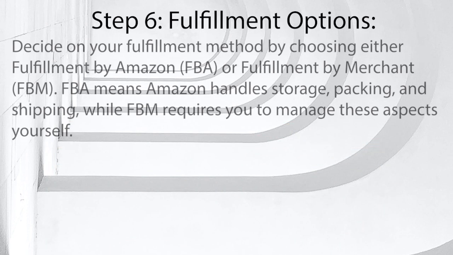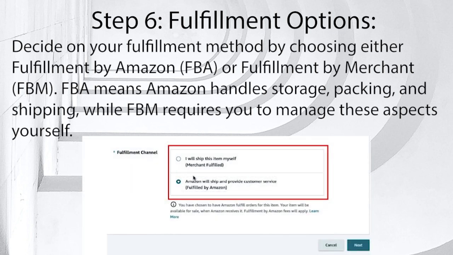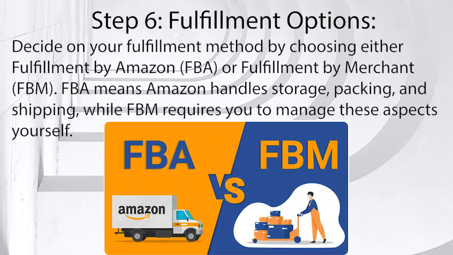Step 6. Fulfillment options. Decide on your fulfillment method by choosing either Fulfillment by Amazon (FBA) or Fulfillment by Merchant (FBM). FBA means Amazon handles storage, packing, and shipping, while FBM requires you to manage these aspects yourself.